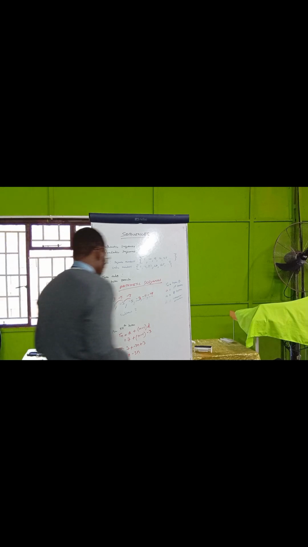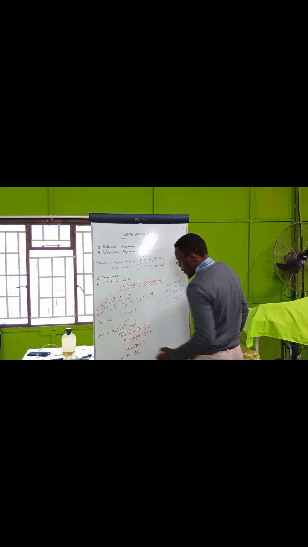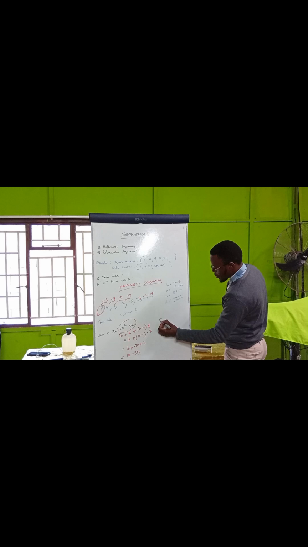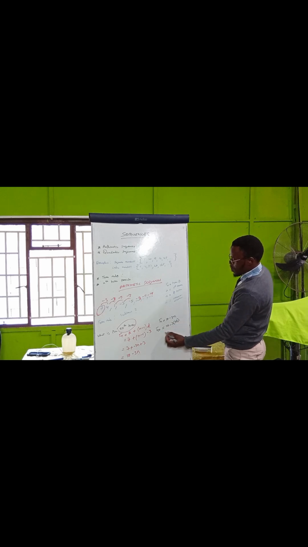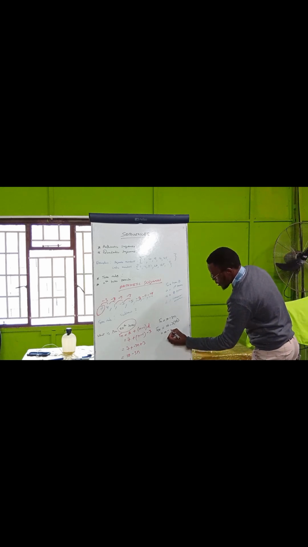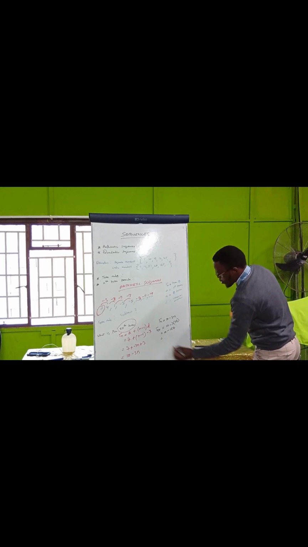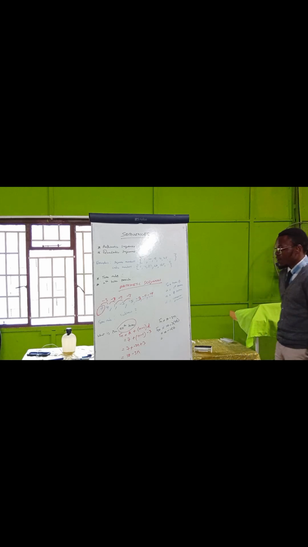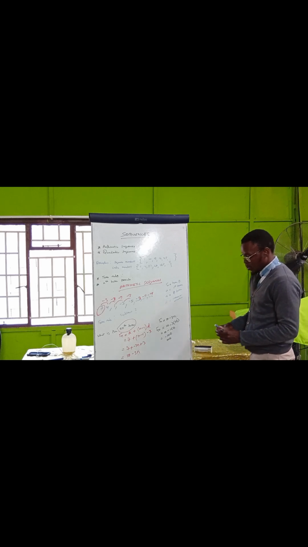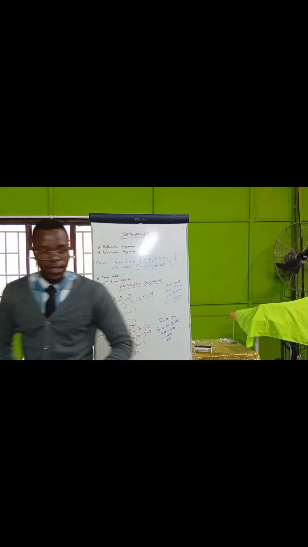Now the question said, what would be the 50th term? Having found our n-term formula, Tn equals 10 minus 3n, for the 50th term we will have to substitute 50 in the place of n. So this will give us 10 minus 150, which will be negative 140. Exactly. So this is how we do arithmetic sequences.